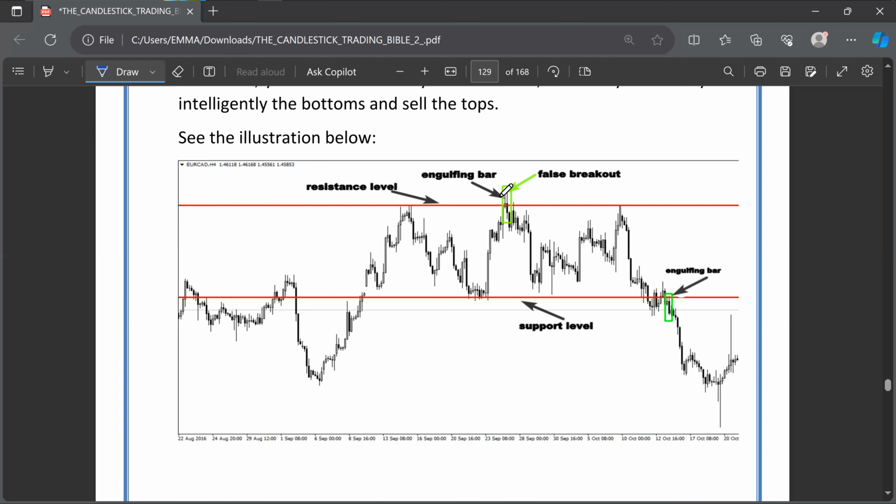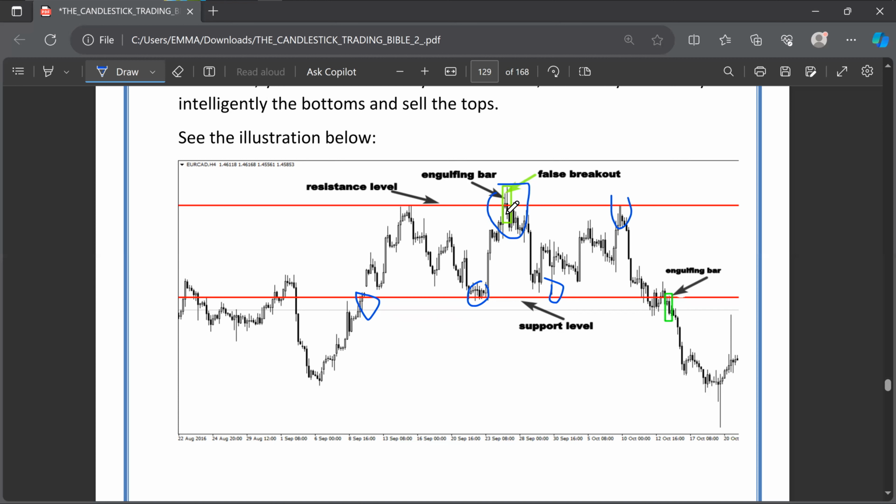So this behaves as if this is one level, another level, right? Now when you go here, engulfing bar, this is an engulfing bar. So you can actually go sell here, right? And then you can even buy here, sell here. Now when we got here, there was a breakout, an actual breakout. But here was a false breakout.